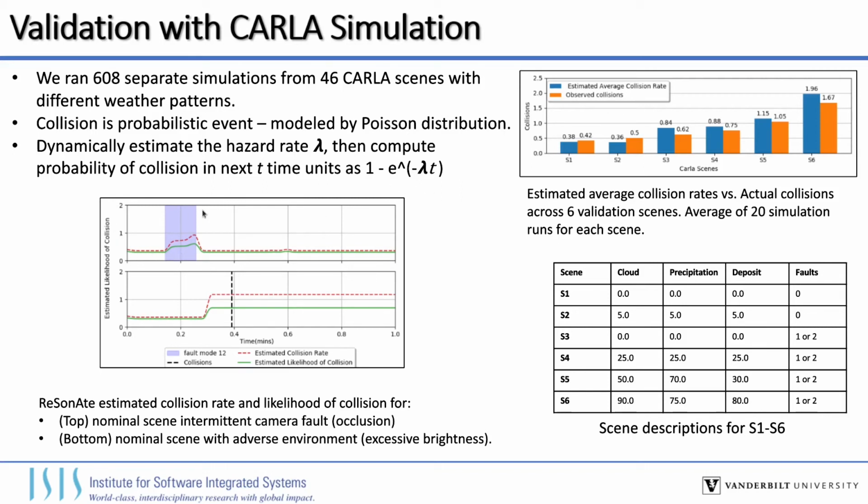So again, these plots here show kind of the same intuitive feel that as faults occur, the risk level goes up. But we're more interested in validating that the estimated rate of collision matches the observed rate of collisions. So this shows 6 different scenes, S1 through S6, where S1 is kind of a nominal, everything's good scene, and S6 is a highly adverse scene. And we see the blue bars show our estimated collision rate, and the orange bars show the observed collision rates. So you can see a pretty good agreement all the way up between the two.